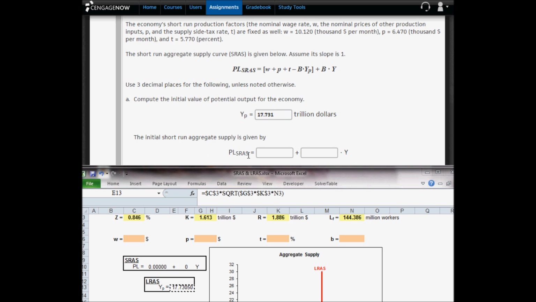To get the initial short-run aggregate supply curve, we've got to plug these values and the slope into this equation. And my spreadsheet down here does it automatically. The wage rate is $10.120 thousand per month. The price of other production inputs is $6.470 thousand per month. The supply side tax rate is 5.770%. And the slope is 1.